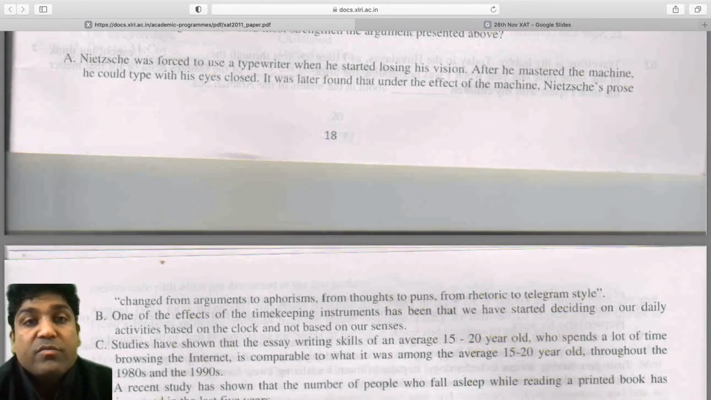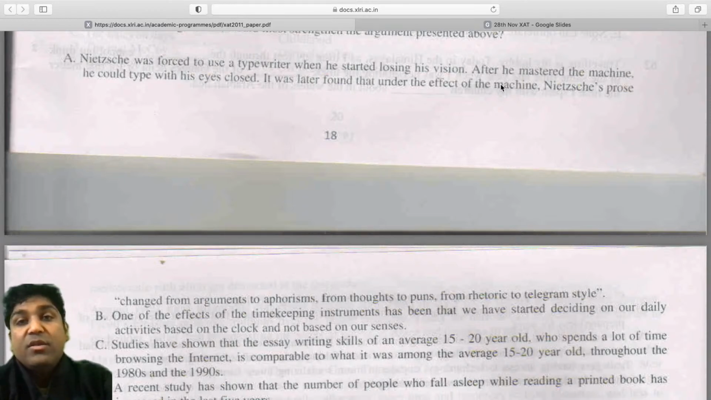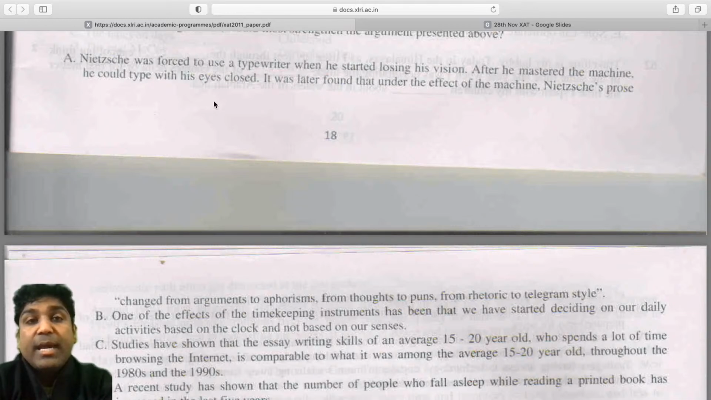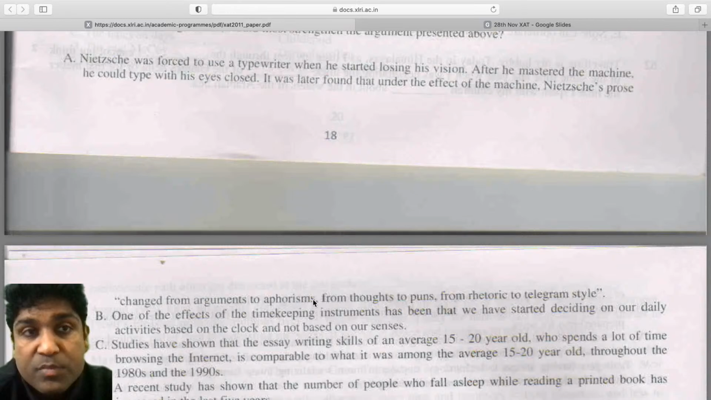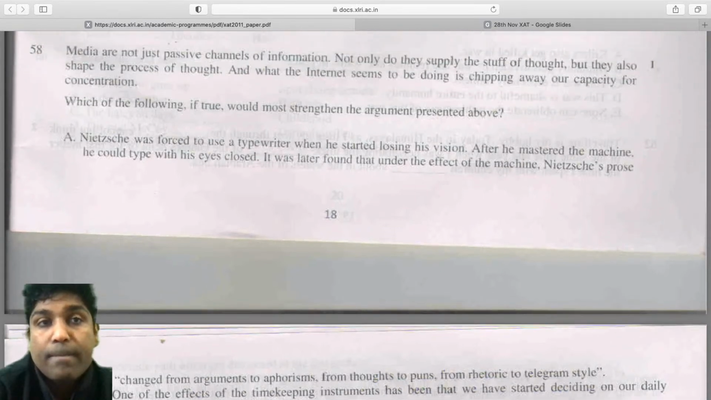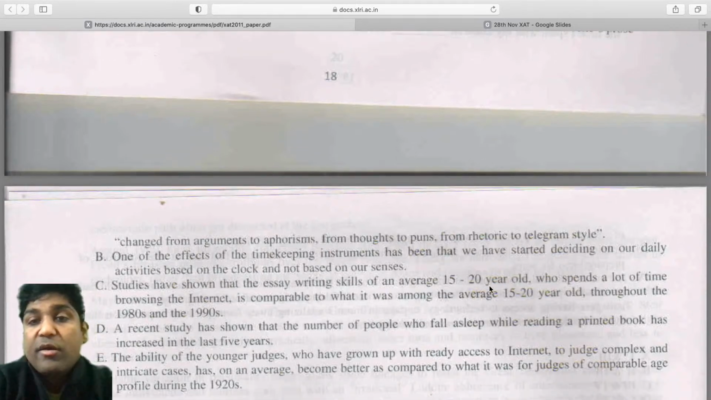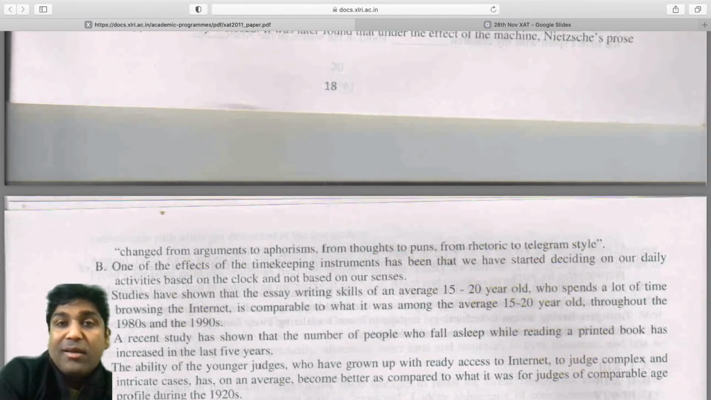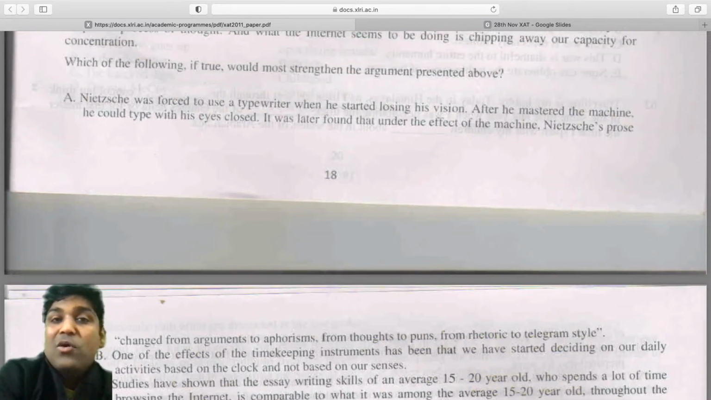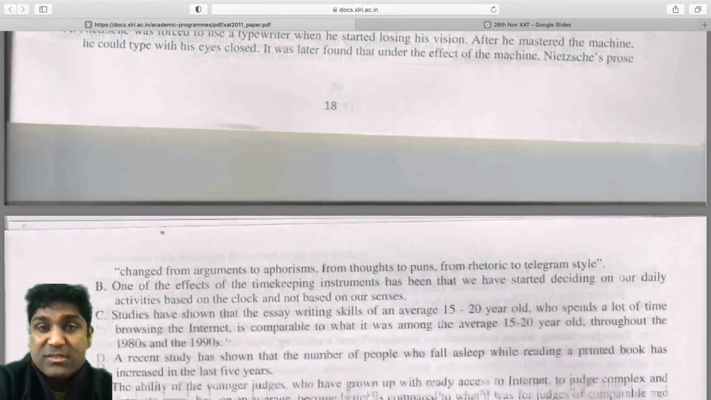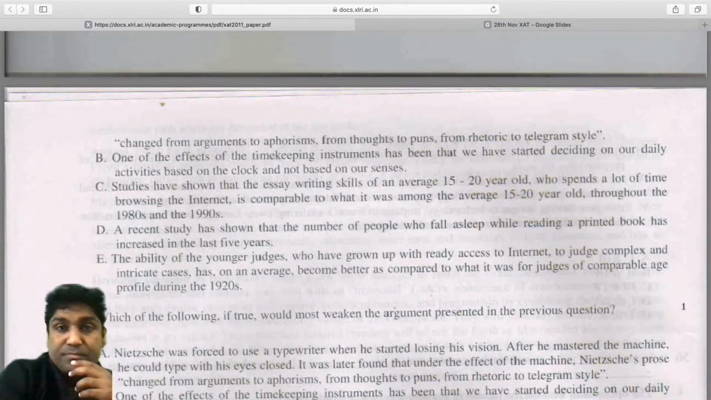Nietzsche was forced to use a typewriter when he lost his vision. After he mastered the machine, he could type with eyes closed. It was later found that under the effect of the machine, Nietzsche's prose changed from arguments to aphorism, from thoughts to puns, from rhetoric to telegram style. Now, we were talking about media. We were not talking about typewriter here, first, and internet.